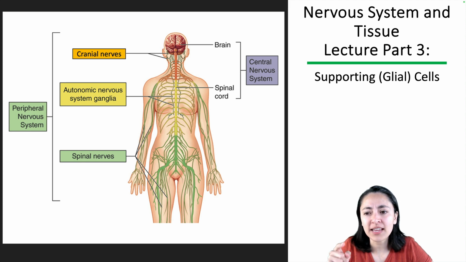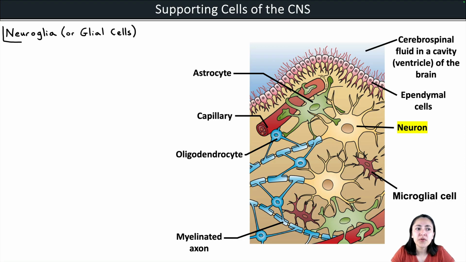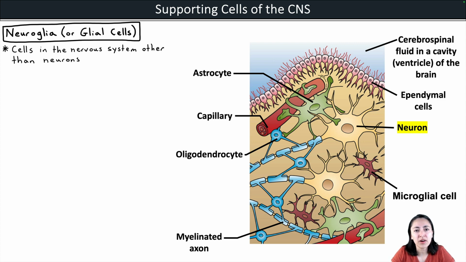We're just going to be looking at the function of the supporting, or in other words, glial cells found in the nervous system. Remember that glial cells are also known as neuroglia, and these are cells in the nervous system other than neurons. So we have neurons and glial cells, and glial cells are pretty much there just to support the neurons and the nervous tissue.